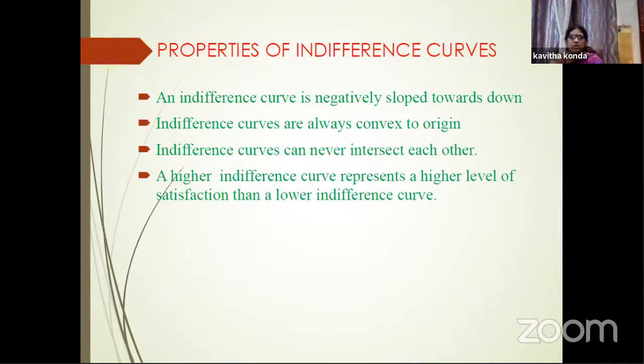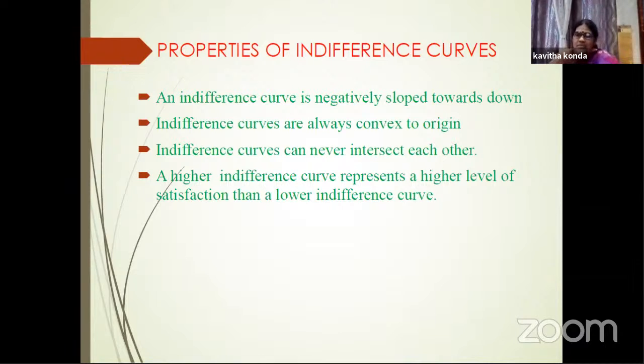That's why the curves are parallel to each other. And the higher indifference curve represents a higher level of satisfaction than the lower indifference curve. In the map here, I showed you that the indifference curve IC1 will be the lowest one, then IC2, IC3. IC3 is more than IC2 or IC4. In the map, you can see that. Means the higher level of satisfaction can be shown in the higher indifference curve. So that is another one. Always the higher indifference curve represents a higher level of satisfaction than a lower indifference curve.